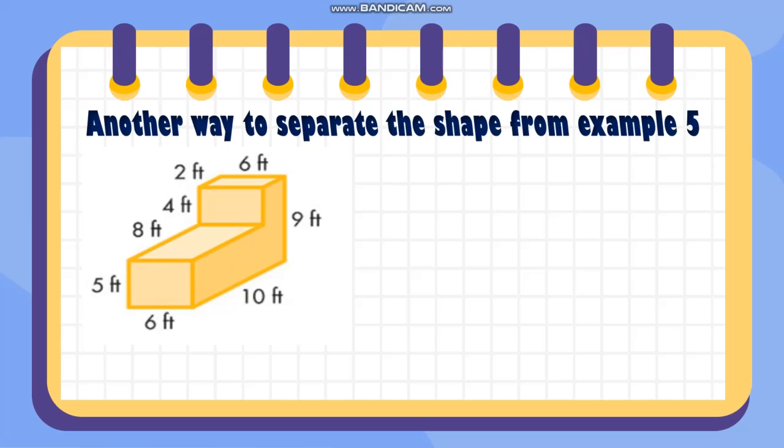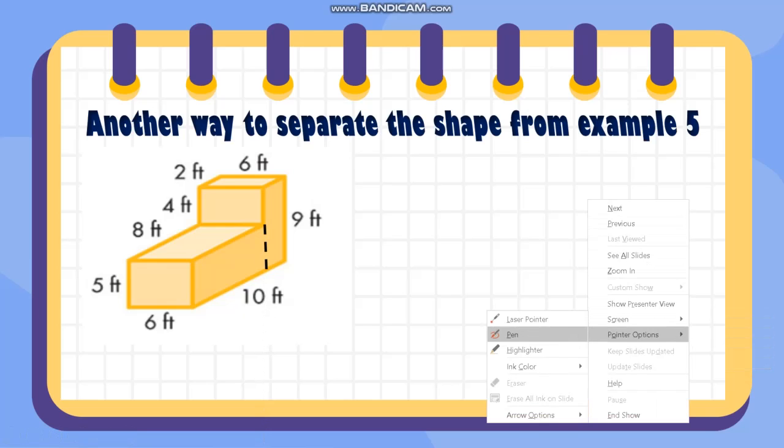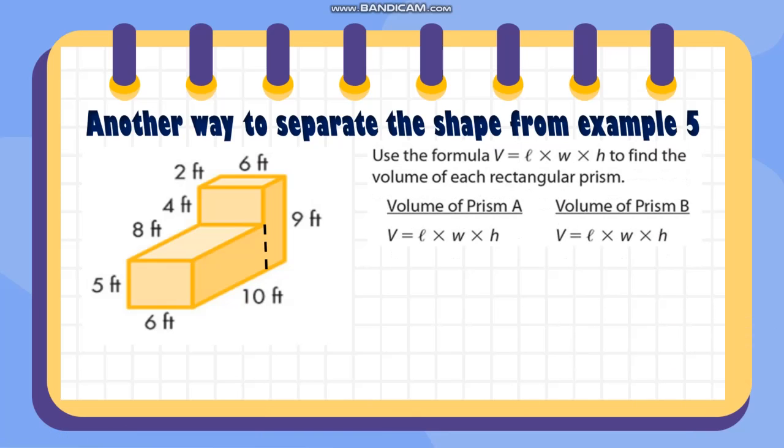So here's the other way to separate the shape from example number 5. So before, we separated them horizontally. Now we're going to separate them vertically. Once we separated them vertically, that's the time that you're going to find the volume of each prism. So this is prism A and this is prism B.